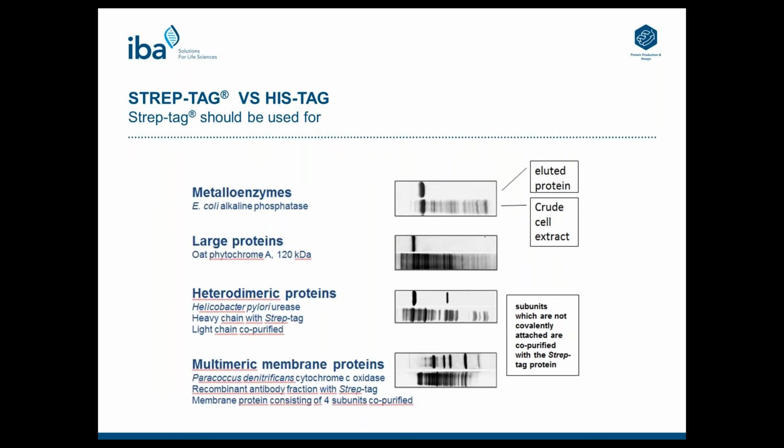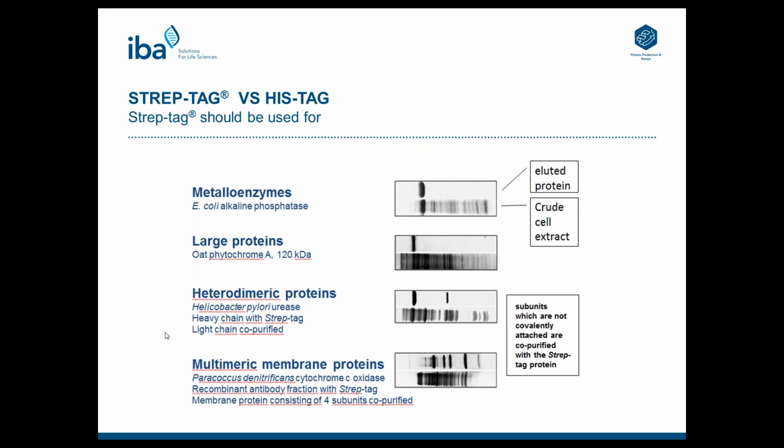There are some more conditions for which the Strep-tag system is beneficial over the His-tag. Those are, for example, the purification of metalloenzymes, because metal centers of those enzymes do interfere with the nickel of the Ni-NTA resin. It is beneficial for large proteins, because also for large proteins you can achieve very high purities. And it is recommended for heterodimeric proteins or multimeric membrane proteins.